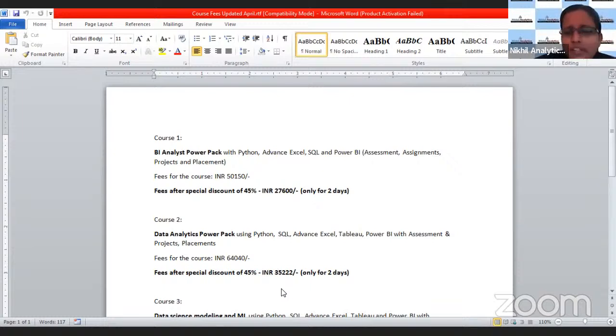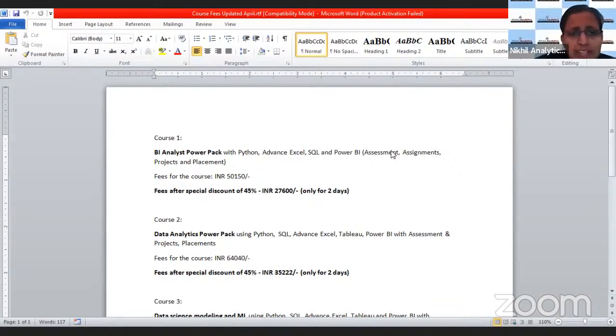Here, different courses have been offered for you. One is the BI Analyst Power Pack. This is suitable for freshers. Python will be covered, but not at a very deep level, just basics to some extent. Then advanced Excel, SQL, and Power BI will be covered. The fees is 150, but there is a discount of 45% off, 27,600. Once you have attended the demo, within 2 days you need to make a decision to get the 45% off.